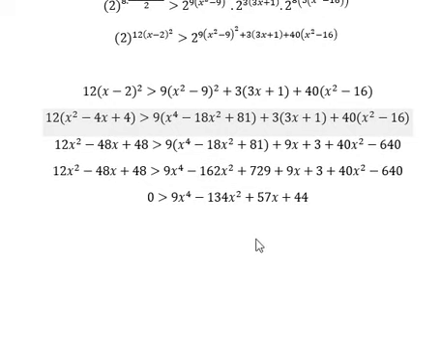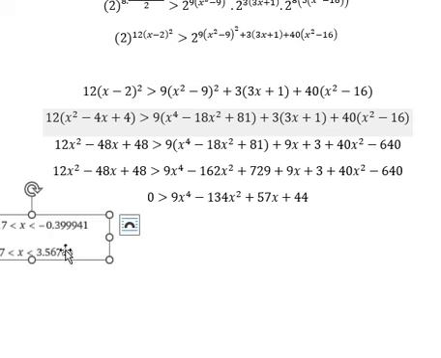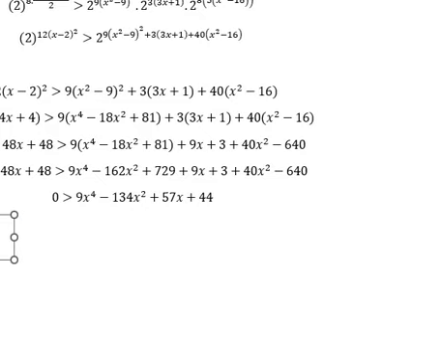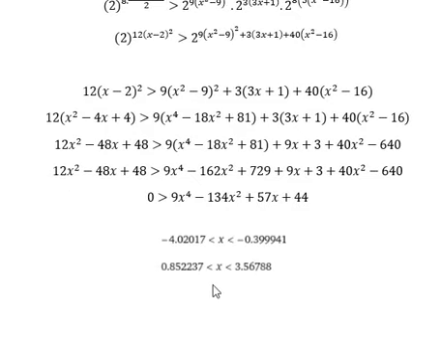So if we use a computer to calculate this one, you will get like this. And this is the final answer.